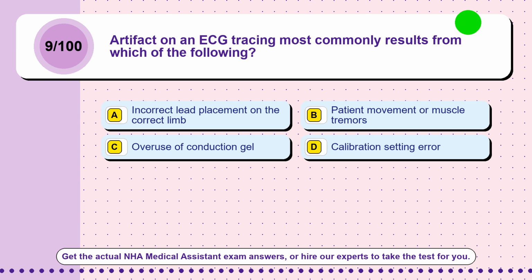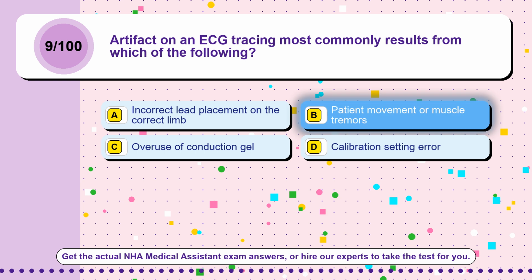Question 9. Artifact on an ECG tracing most commonly results from which of the following? Option A, incorrect lead placement on the correct limb. Option B, patient movement or muscle tremors. Option C, overuse of conduction gel. Option D, calibration setting error.